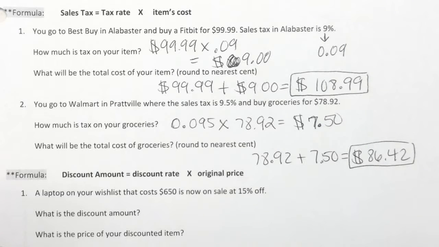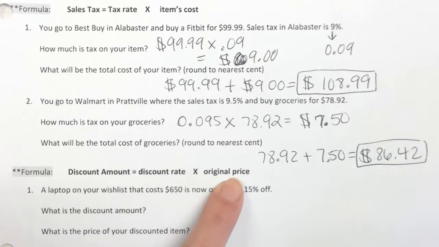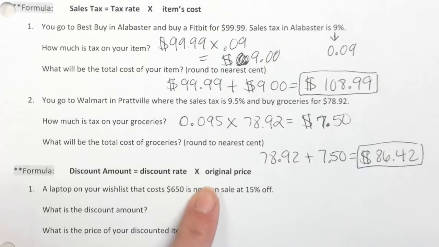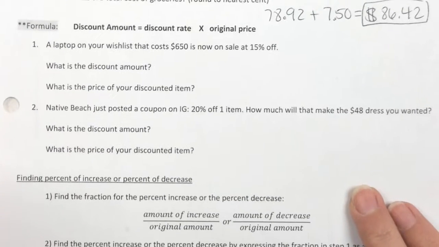All right, so we've talked about tax. Tax means something extra you have to pay, correct? Something you have to add to your total. Now we're going to talk about discount. So if you have to subtract something from your total. Discount is the same thing, discount times the original price. The only difference is we're going to take this and do what with it? Subtract it from the original instead of adding it. So again, tax is you're paying extra, discount is you're getting to pay less money.